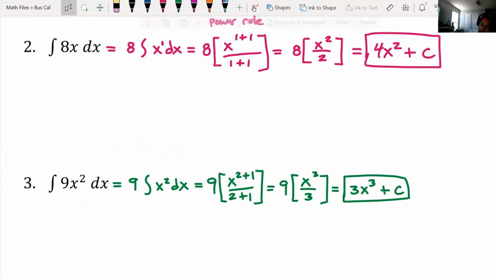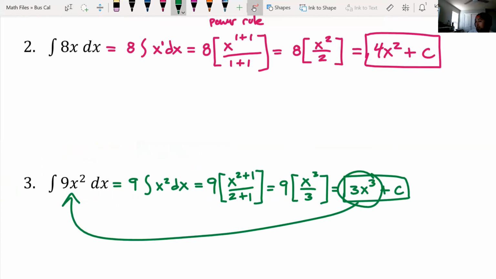And again, check your work. The derivative of 3x cubed, 9x squared.